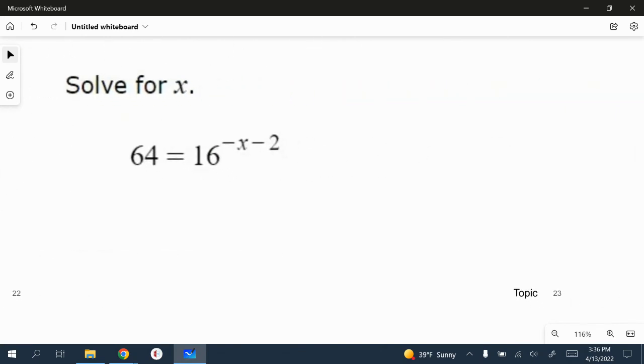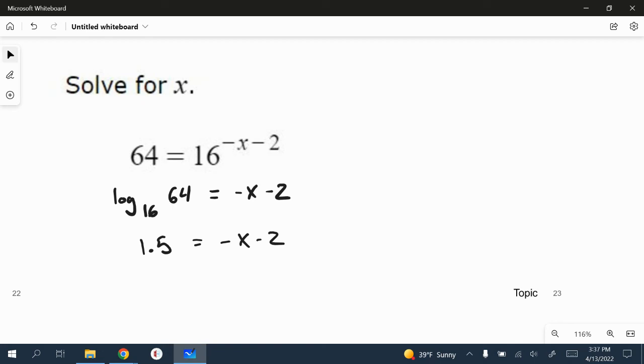Topic number 23. Looking at this one, I think we want to change this to a logarithm. So if I change this to a logarithm, it'll be log base 16 of 64 equals negative x minus 2. And then log base 16 of 64 is something you could do on a calculator. I got like 1.5.